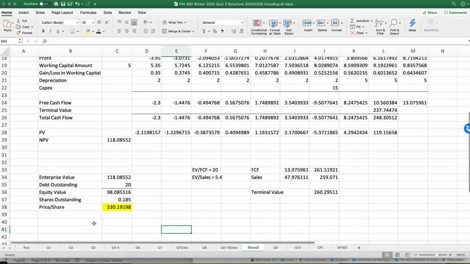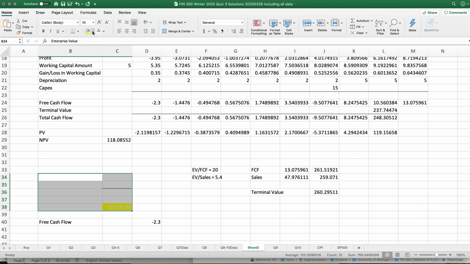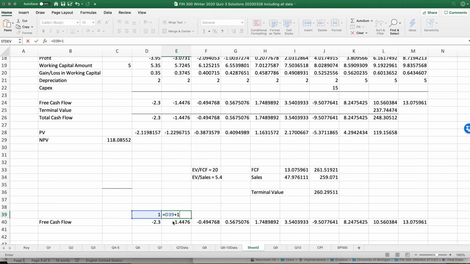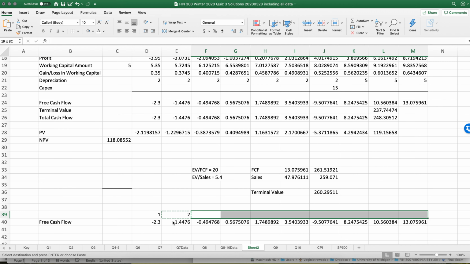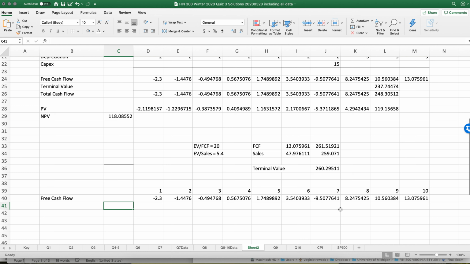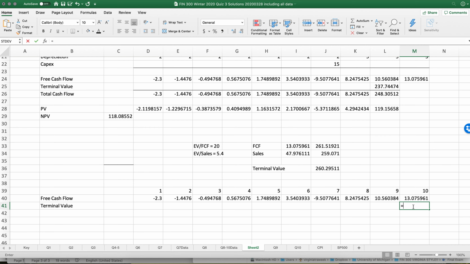So I'm going to drop down and just start over at the bottom. In fact, let me white these out. Okay, so here's our free cash flow. And this is year 1. We're going to have a terminal value. Why did it go away? And it is going to be this.